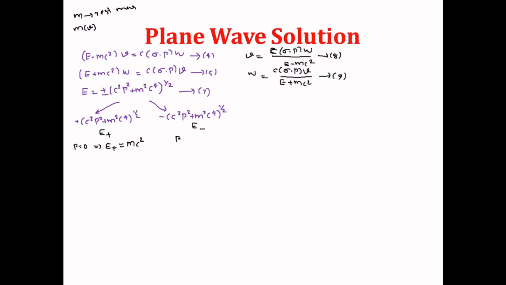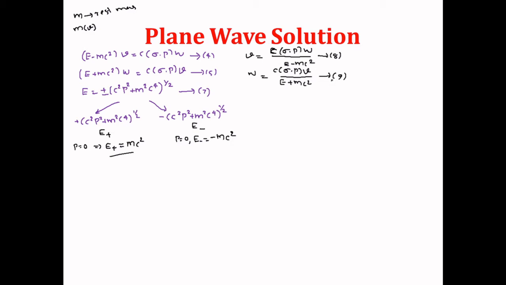Similarly, when p equals 0, the value of E minus is E minus equals minus mc². So in this particular equation, the denominator E minus mc² is there. So you cannot use this equation to evaluate E plus, because if you use it to calculate E plus, E plus can have a value mc². At that time the denominator becomes 0, so this becomes indeterminate.